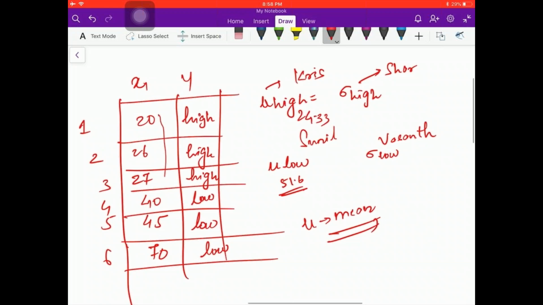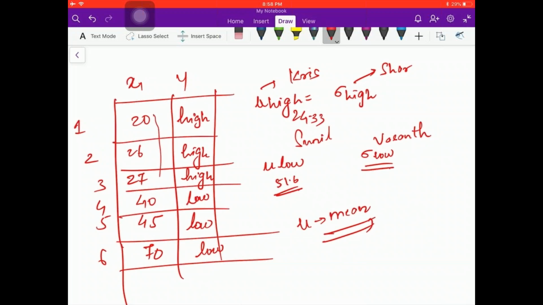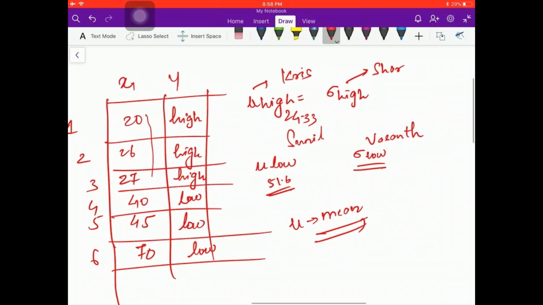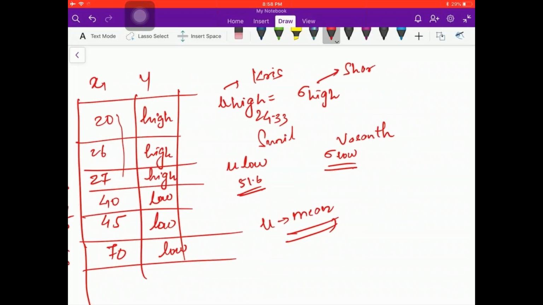Vasant, sigma low. Oh, no need to calculate. Just tell me the formula.